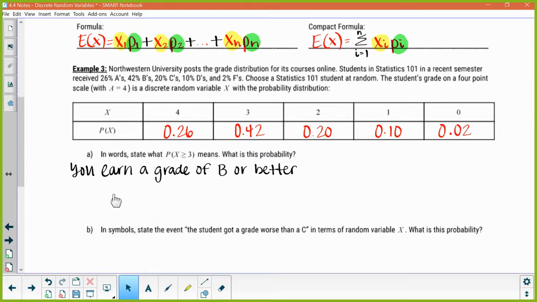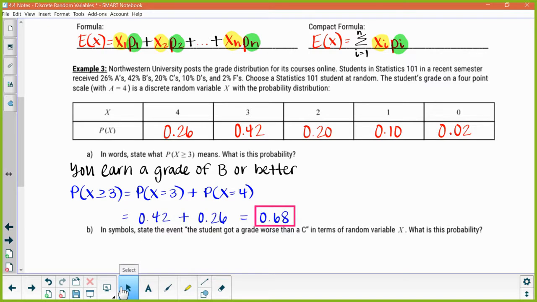Same thing. So I know I have to consider the probability of 3 and the probability of 4. I'm going to add both of those probabilities together, and that gives me 0.68. So this is just a general probability problem like our first example.